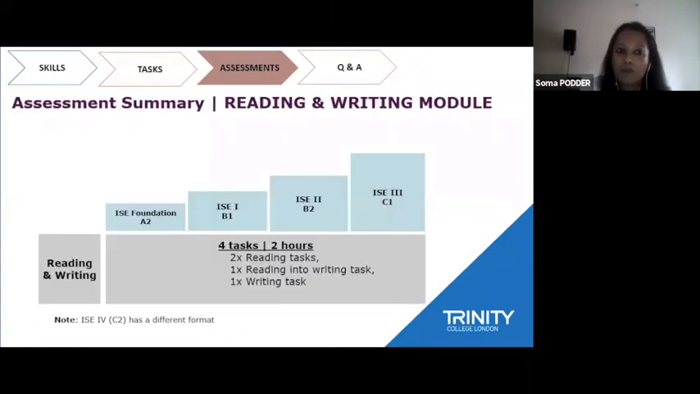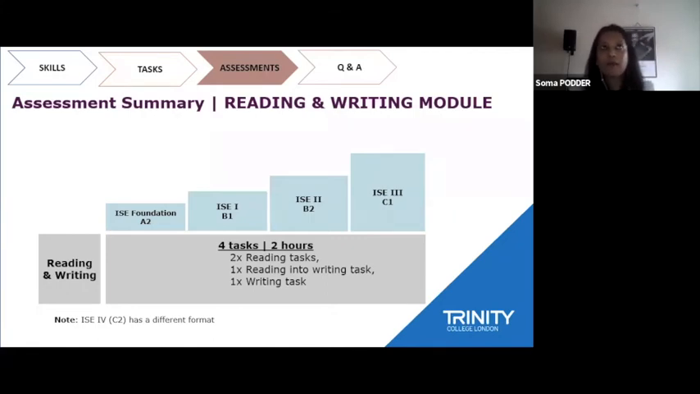I'm going to spend a little bit of time talking about the format of the exam. The reading and writing module is a 2-hour-long module, and the tasks here are the same across all levels, from IC Foundation all the way up to IC 3. IC 4 has a completely different format, which we're not going to discuss in this particular webinar.